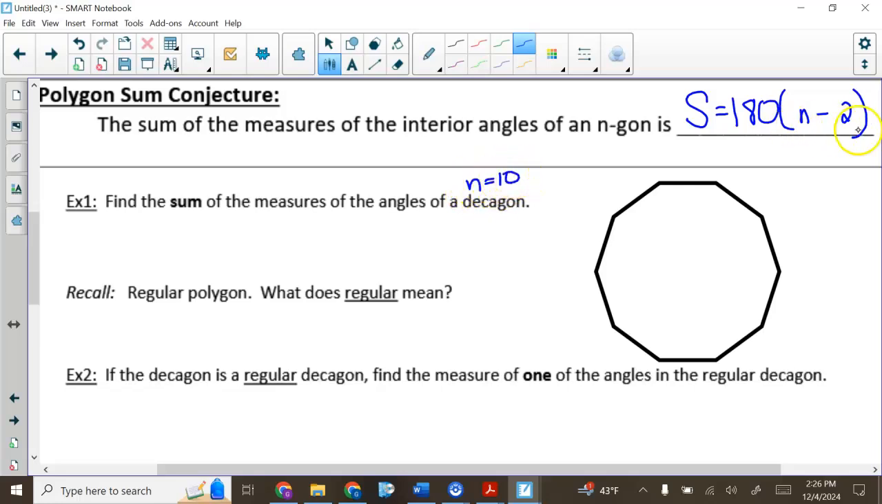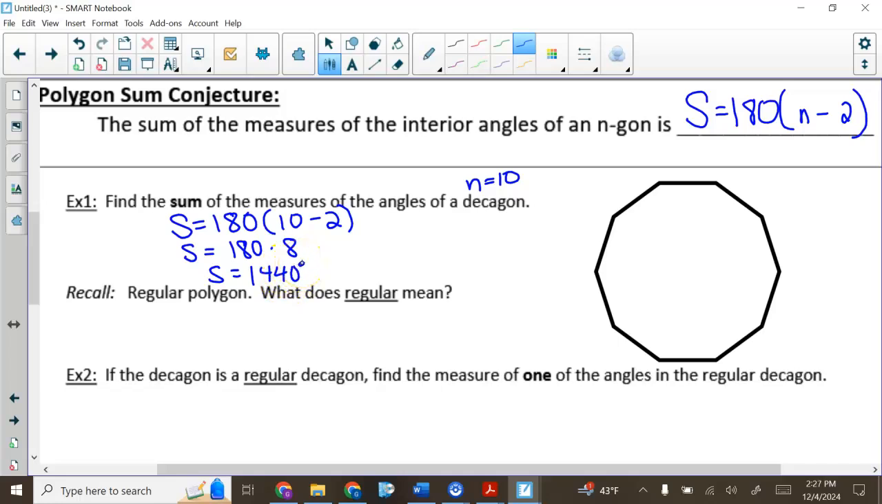So if we plug that into that sum equation, we get S equals 180 times 10 minus 2. So think 10 sides minus 2 gives us the number of triangles. So then we go 180 times 8. And then we can calculate what 180 times 8 is, and that's 1,440 degrees.